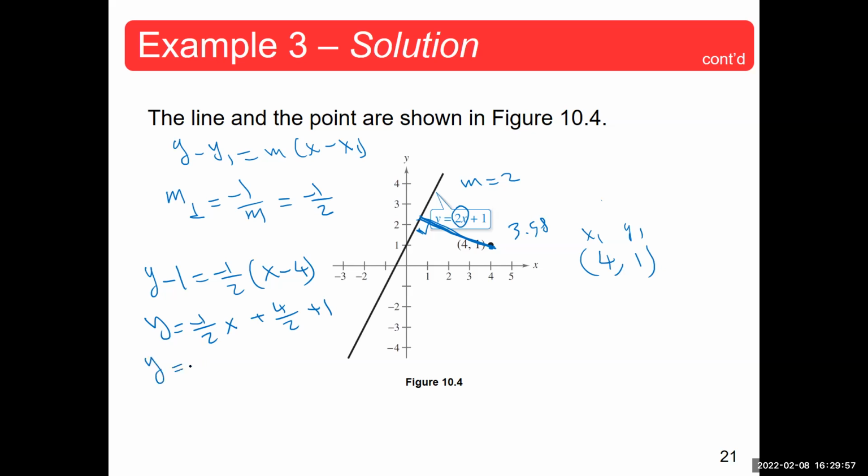Y equals negative half of x. Now 4 over 2 is 2, 2 plus 1 is 3. This is the perpendicular line.